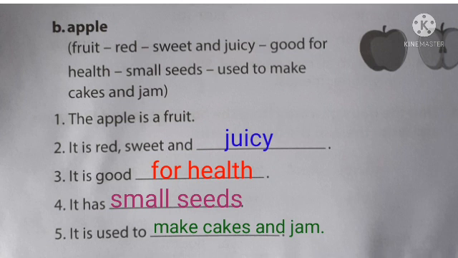So I will repeat the sentences. First one, the apple is a fruit. Second one, it is red, sweet and juicy. Third one, it is good for health. Fourth one, it has small seeds. And fifth one, it is used to make cakes and jam.